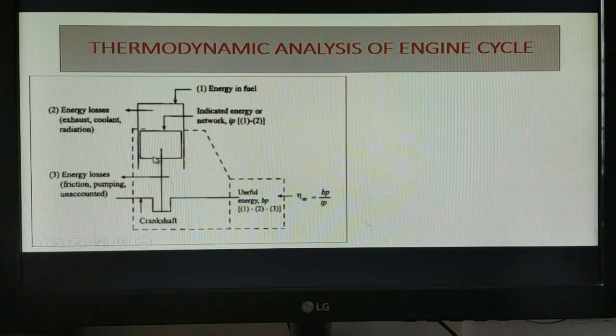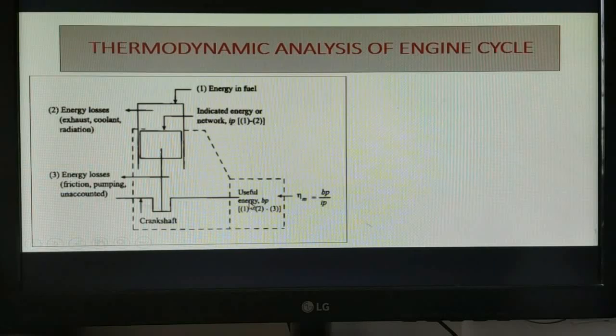Now the indicated power and the brake power are not the same. That is, whatever the power that is used to push the piston down, the same power we are not getting at the crankshaft. So the brake power is less than the indicated power. Why is it so? See, when the piston is moving down, there will be some friction between the piston and the cylinder. Also, there is the small end bearing and big end bearing, where there is friction in the bearing. Then at the different parts of the IC engine, there is friction. So because of that, the total indicated power we are not getting as the brake power.